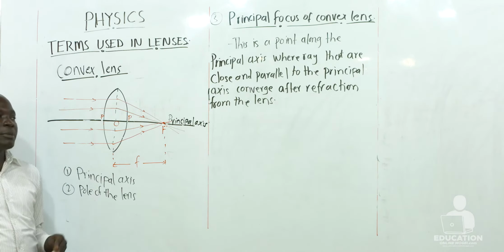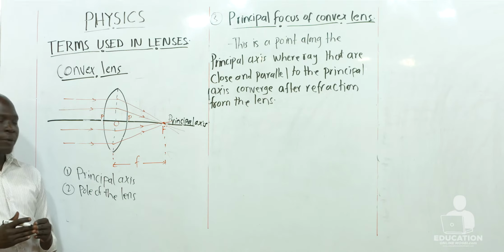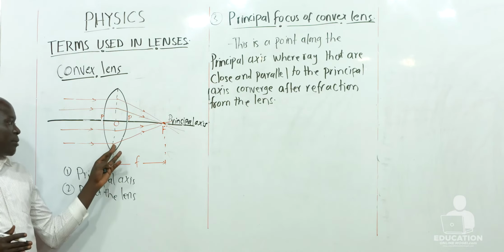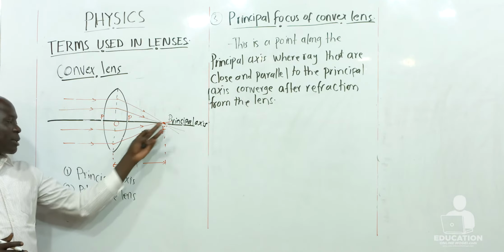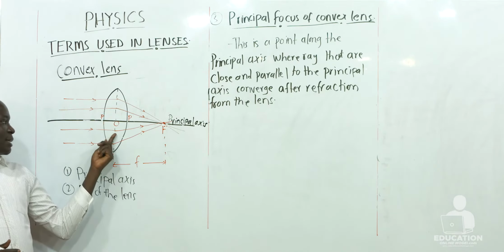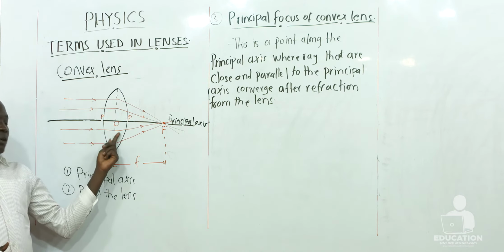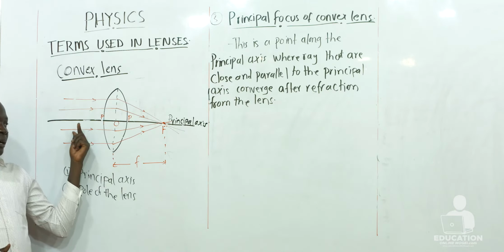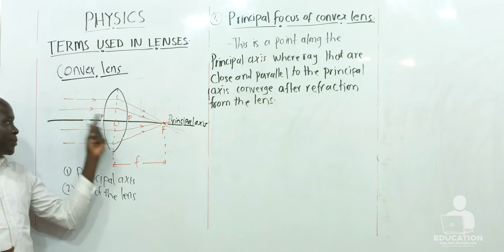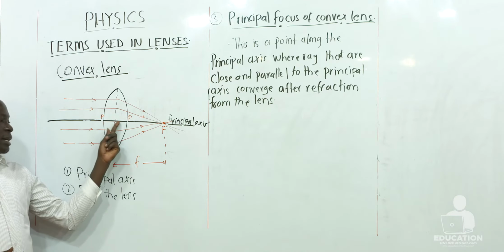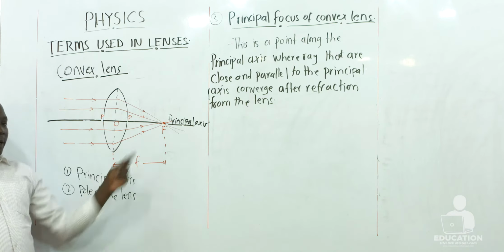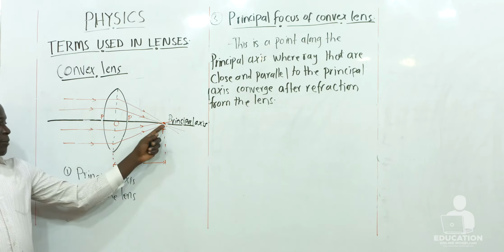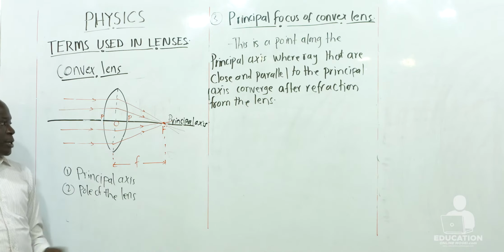I said to converge means to come and meet at one point. That is after it has passed through the lens. And the reason why it changes the direction when it passes through the lens is because the lens has a different optical density from the air. So this ray will be traveling from air to another medium, which is the lens. So it will change its speed. That's why it will be refracted, and it will be refracted to a point which is called the principal focus.